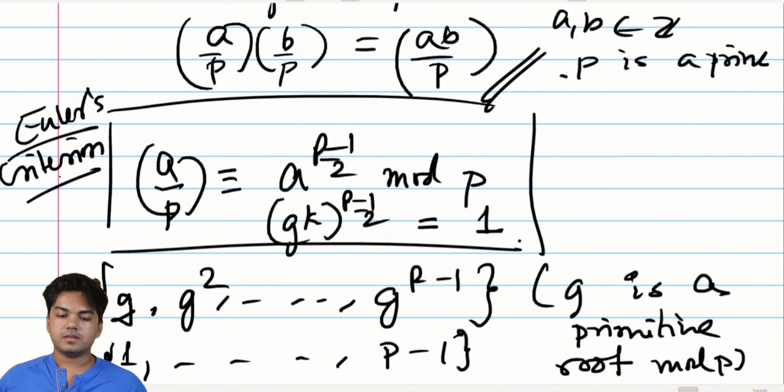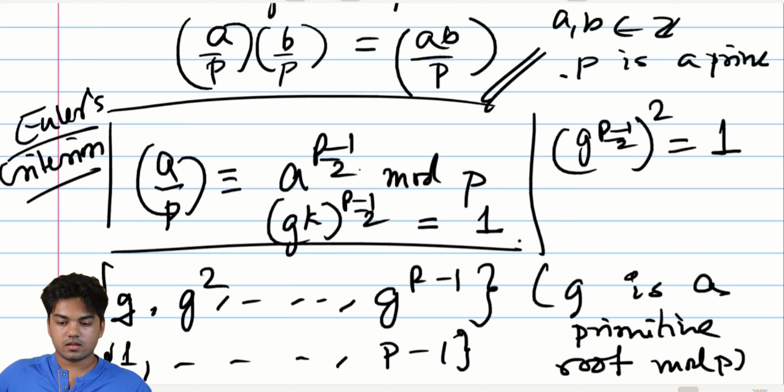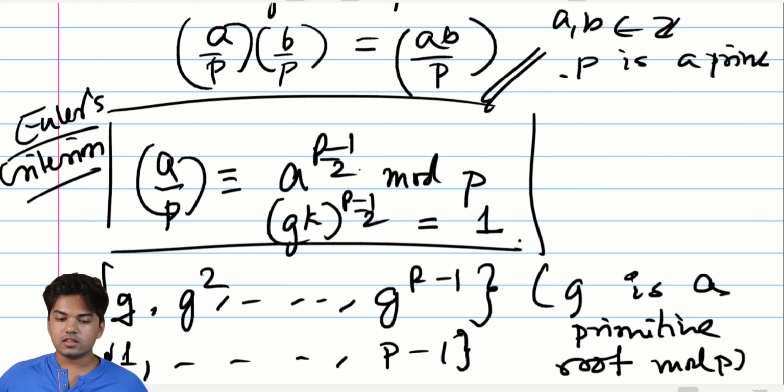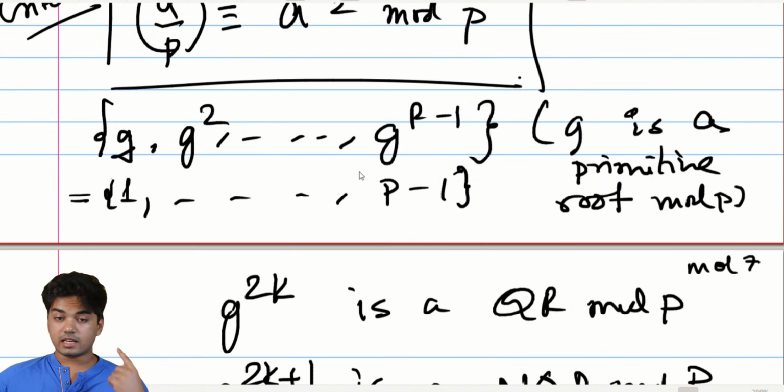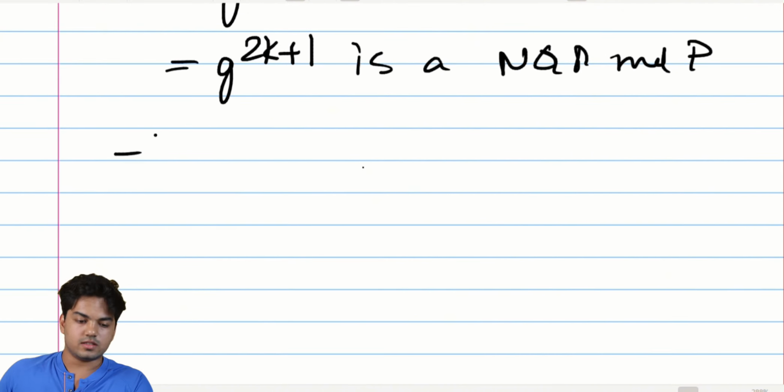If G is not a square, then you have something which when you square, you get G to the P minus 1 by 2. When you square it, you get 1, right? Because that's G to the P minus 1. We just saw that this can only happen if it's 1 or minus 1. So if it's not 1, it's minus 1. And so primitive roots give a very simple proof of Euler's criterion. So this gives us our first result, which is this.